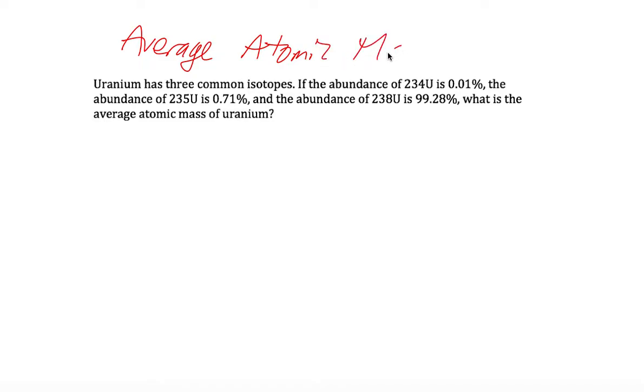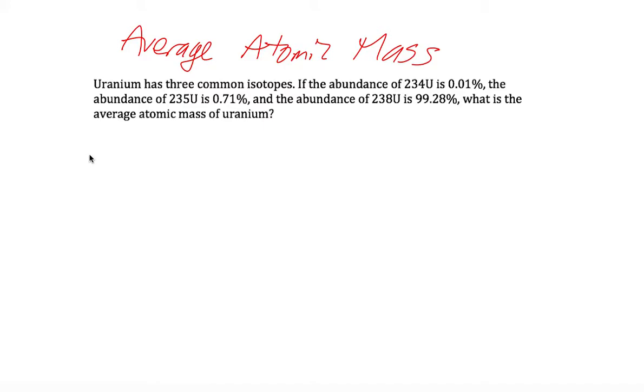We're going to get started here with just a practice question. Uranium has 3 common isotopes. The abundance of uranium-234 is 0.01%, the abundance of uranium-235 is 0.71%, and the abundance of uranium-238 is 99.28%. What is the average atomic mass of uranium?